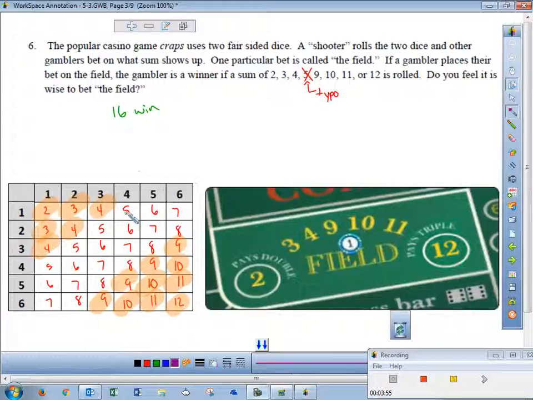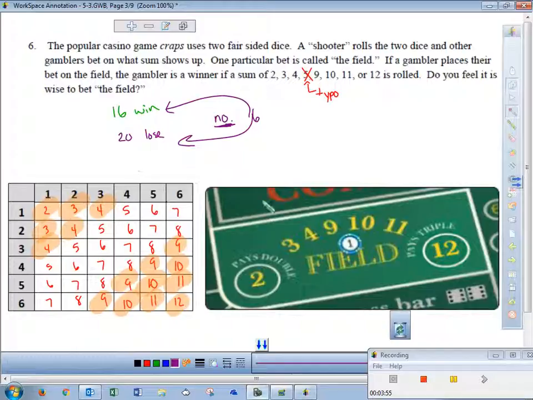1, 2, 3, 4, 5, 6, 7, 8, 9, 10, 11, 12, 13, 14, 15, 16, 17, 18, 19, 20. 20 ways to lose. Is the field the wisest bet in the world? No, it's not. There's more ways to lose than there are to win. 16 ways to win and 20 ways to lose is basically what we need to have written down. It's not a wise bet.